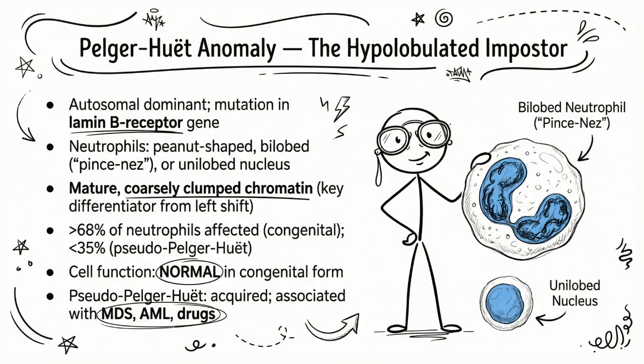The acquired form, pseudo-Pelger-Hewitt, affects fewer cells and is associated with MDS, AML, and certain drugs including valproate, fluconazole, and ibuprofen. The practical implication: if you misidentify Pelger-Hewitt cells as bands or metamyelocytes, you'll report a false left shift, which could lead to unnecessary workup and inappropriate treatment. Always look at the chromatin. Next, we'll look at a rare but visually striking anomaly.